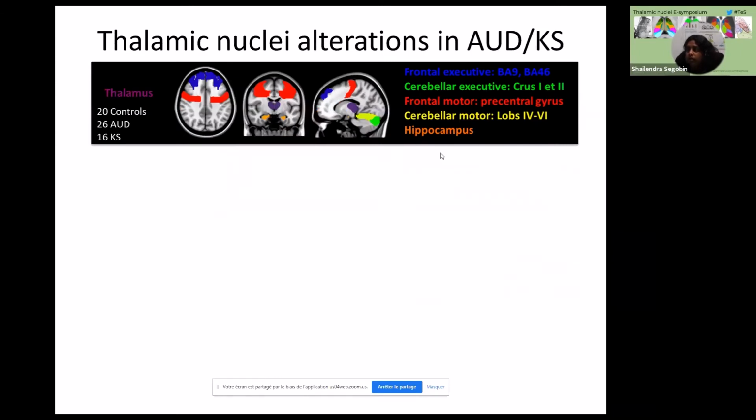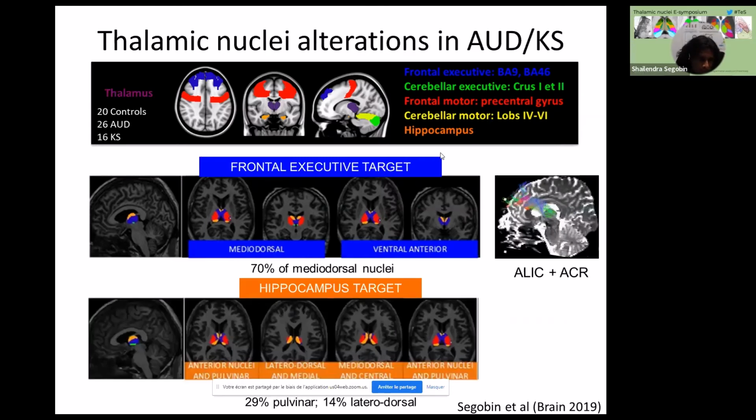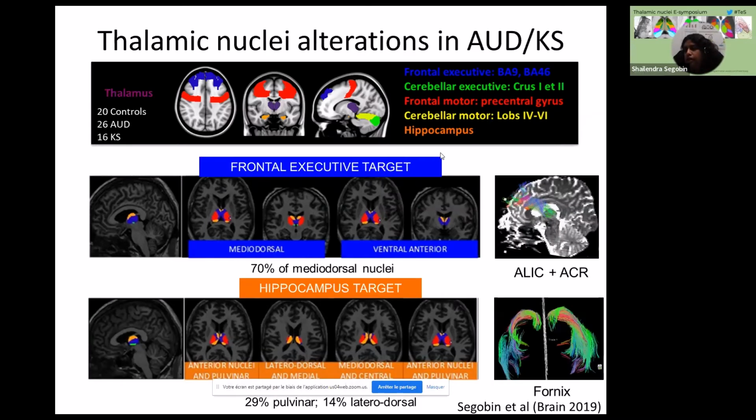With this in mind, we used principal brain regions that form the frontocerebellar Papez circuit on 20 controls, 26 AUD patients and 16 patients with Korsakoff syndrome. We ran probabilistic tractography on those 5 targets, known to belong to the frontocerebellar Papez circuit. And we saw that the frontal executive target was principally connected to a parcel that contains 70% of the mediodorsal nuclei, whilst the thalamic parcel that connected mainly to the hippocampus housed 84% of the anterior thalamic nuclei. And we validated these connections by running tractography again to show that the white matter tracts connected do actually make sense.